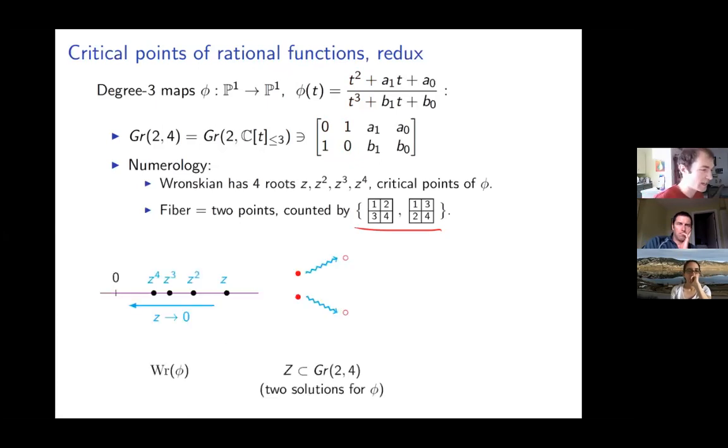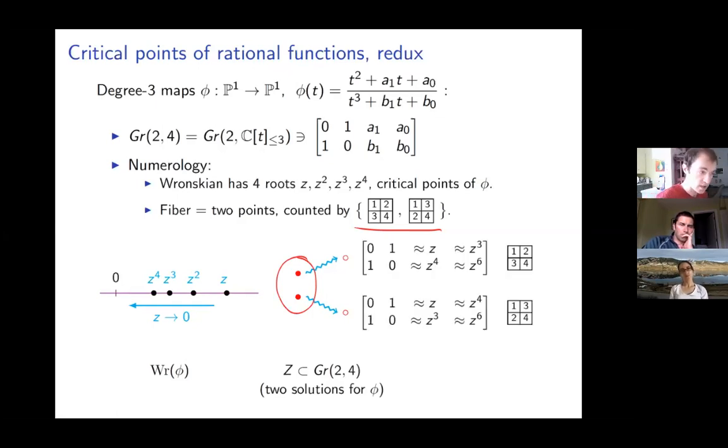And so here is a schematic picture of what's happening. Our roots are at z, z squared, z cubed, and z to the 4th. So they're all going to 0, but at different speeds. One of them is getting there faster than the others, probably z to the 4th. And so as z approaches 0, we have our 2 points in the Grassmannian, and they are converging to some limit. If you solve for the points, here I'm imagining solving for the points and writing out maybe a power series representation to see what the actual matrix is.